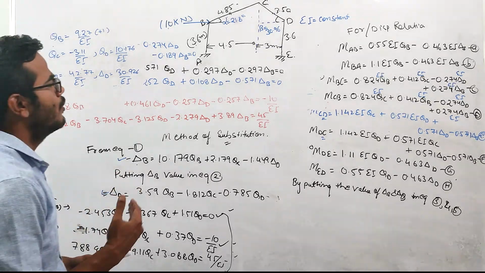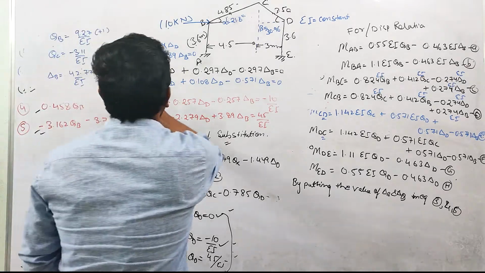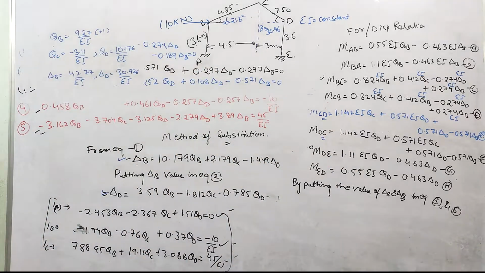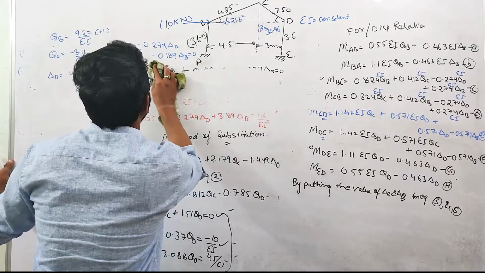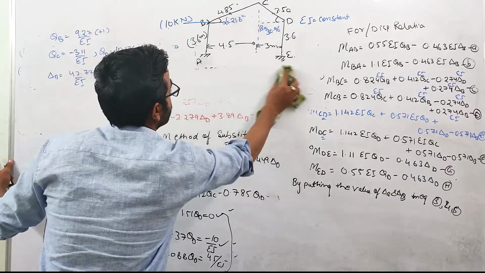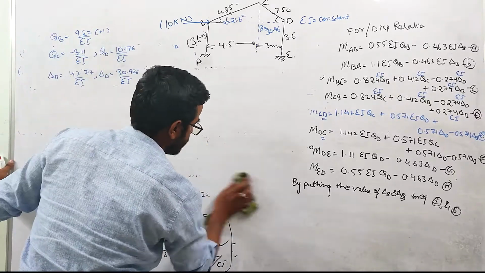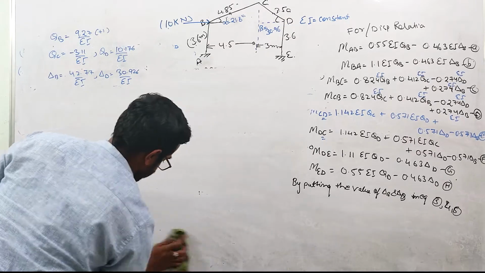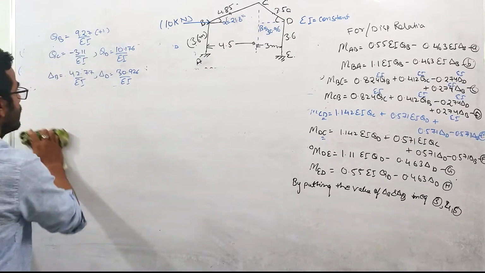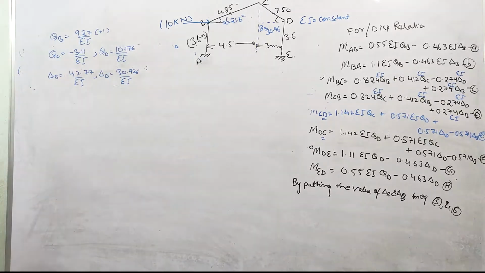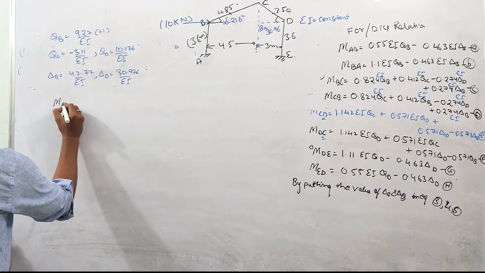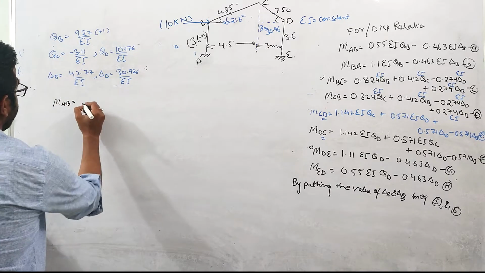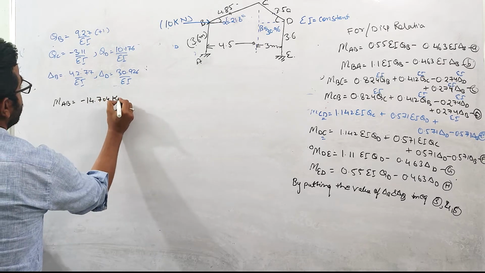So now let us calculate the value of end moments, which we get by putting the values of these displacements into these equations. I have already calculated the values. So MAB comes out to be minus 14.704 kilonewton meter.